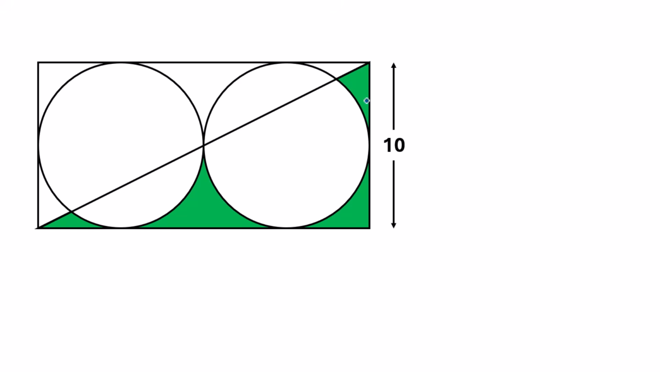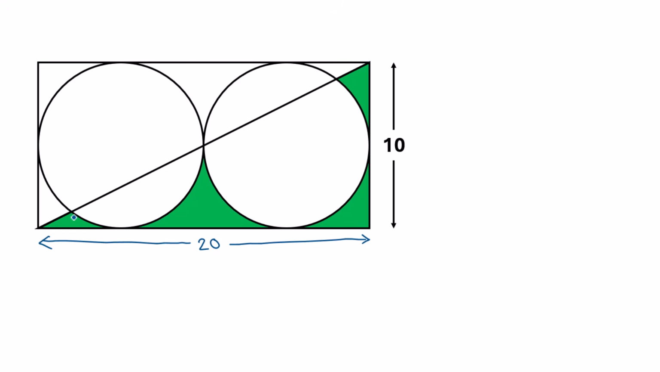As the width of this rectangle is 10 unit, so the diameter of this circle is also 10 unit. As the length of this rectangle is the same as 2 times of this diameter, so this length will be 20 unit. So the length of this rectangle is 20 unit and the width of this rectangle is 10 unit.